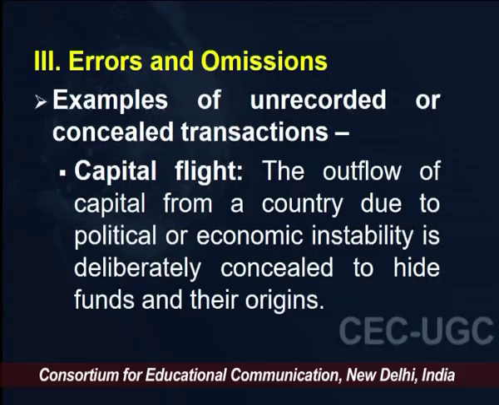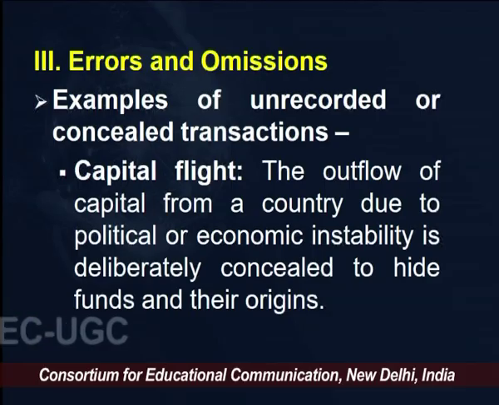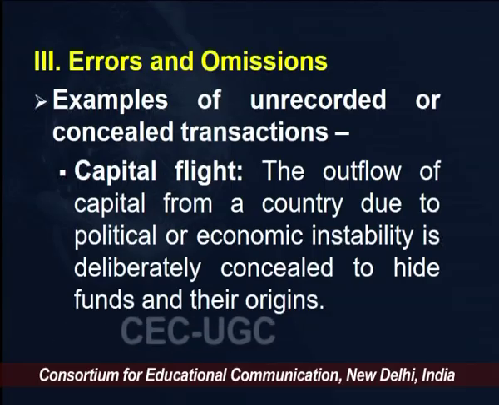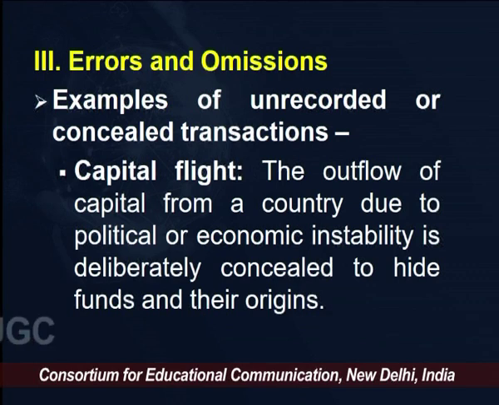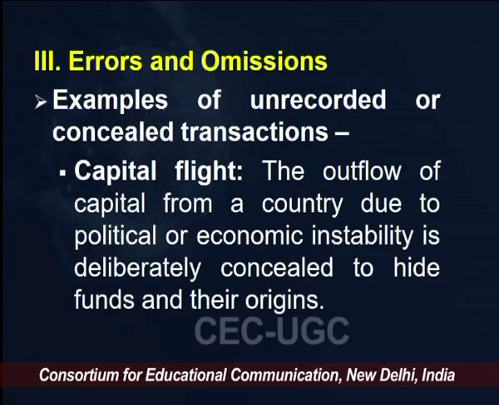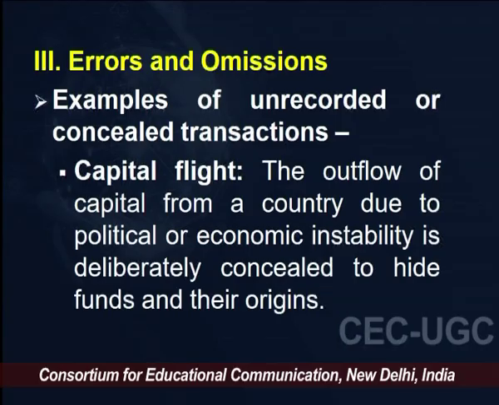Now, there may be certain examples of unrecorded or concealed transactions. One of them is capital flight. So, there may be capital flight because of outflow of capital from a country due to political or economic instability. Payments may be deliberately concealed to hide the funds and their origins. In all such cases, this is an example of unrecorded transaction. So, this will cause error and omission.